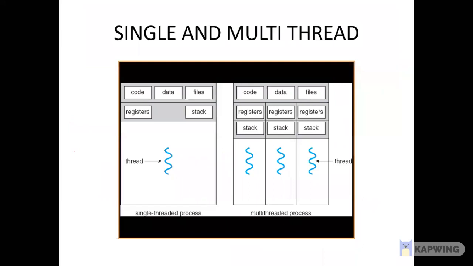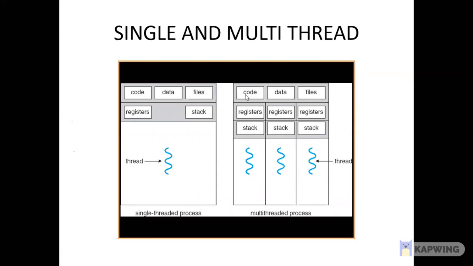This is the structure of single-threaded and multi-threaded processes. Here we have a single-threaded process and a multi-threaded process. This is a thread, and it consists of code, data, files, registers, and stack. So this is one thread for P1, and process P1 is considered to have only one thread. The second process, P2, has three threads. Each thread will have its own registers and stack, with code, data, and files.